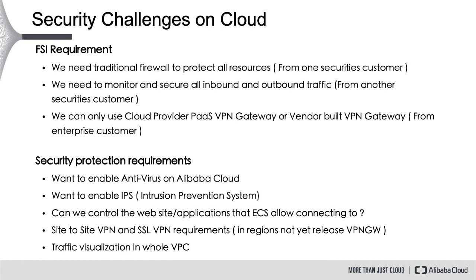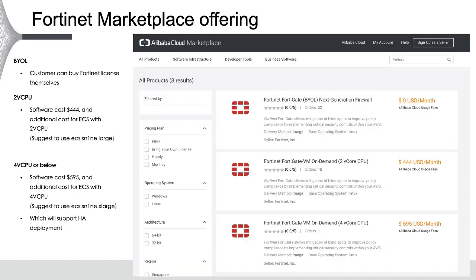Some customers also want to do SSL VPN, but we need the VPN gateway to fulfill the requirement. Fortinet can do site-to-site VPN and also SSL VPN as well. Later, when Fortinet releases the Fortinet virtualization product, we can easily use it to do traffic visualization in the whole VPC. This is in the future roadmap. It will be released later.